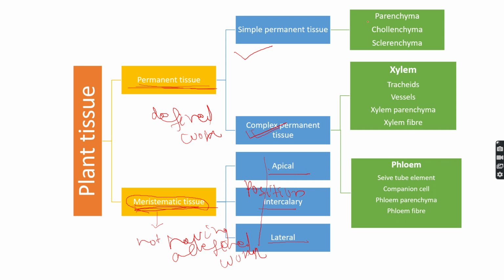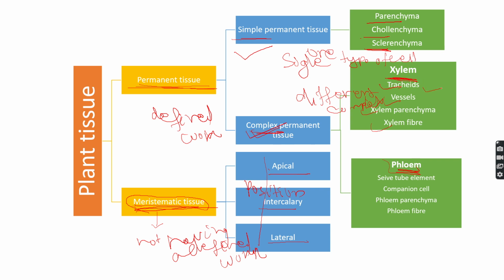Simple permanent tissues are made up of a single type of cell, and that's why they are called simple permanent. But complex permanent tissues have different types of cells, and that's why they are called complex. Simple permanent tissue can be divided into three categories: parenchyma, collenchyma, and sclerenchyma. And complex can be of two types: xylem and phloem.